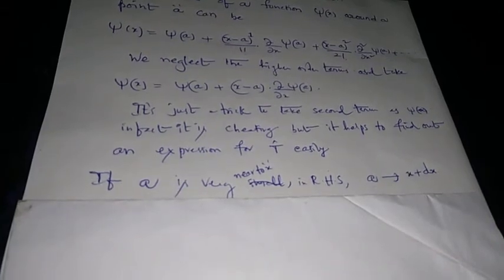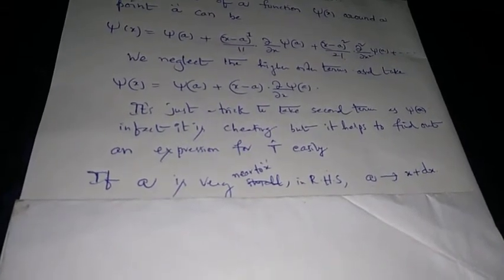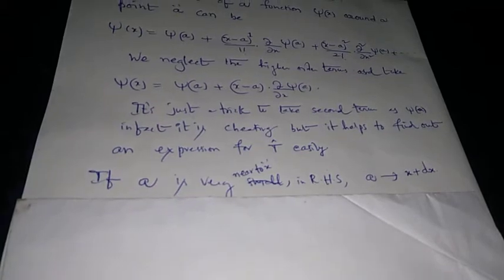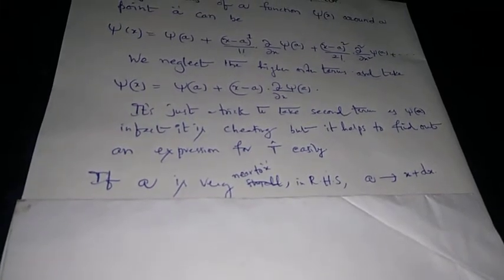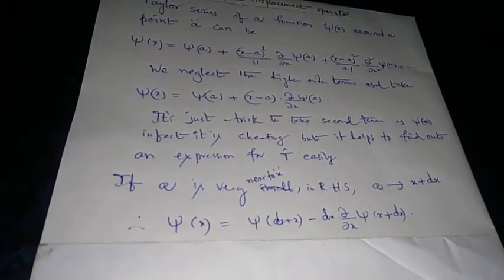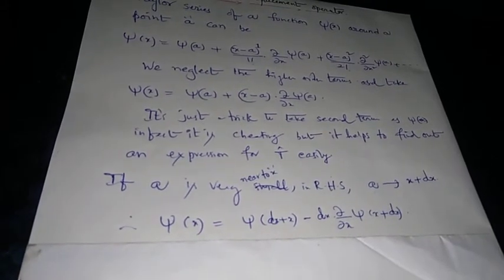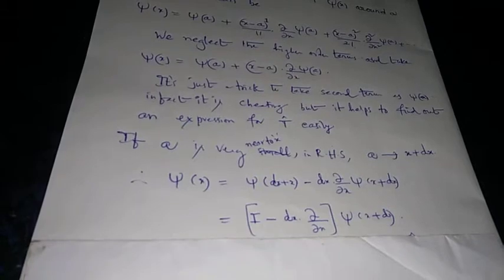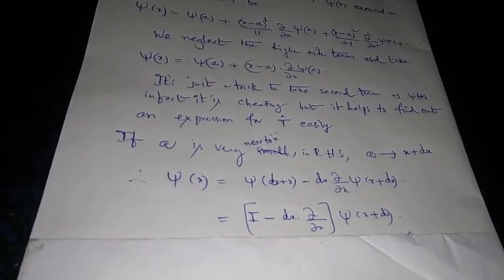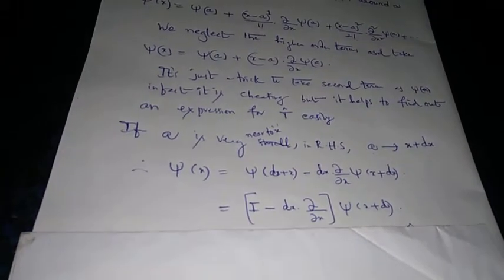So if a is very near to x on the right hand side, we can write x plus dx in place of a. If you do that, psi of x can be written as psi of x plus dx, and then the second term as shown here. And on the right hand side, if you pull out psi of x plus dx, we get the thing in the square bracket in front of it.